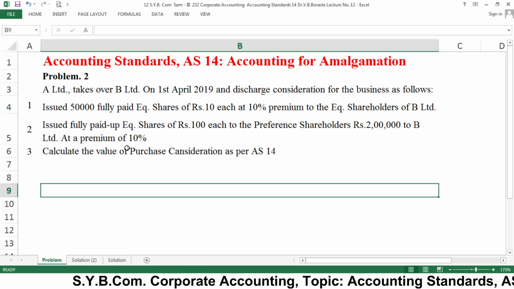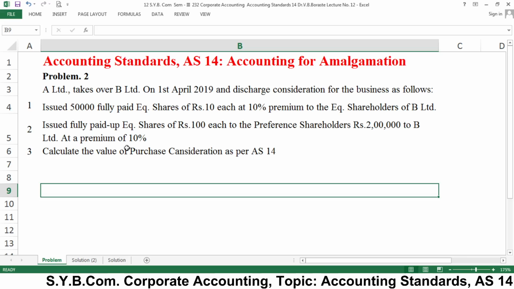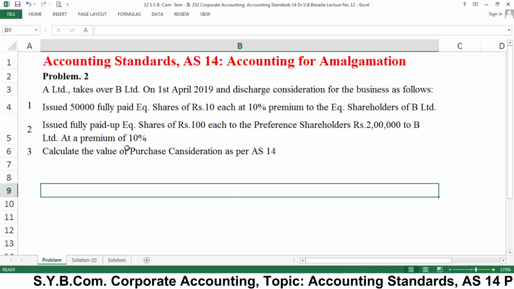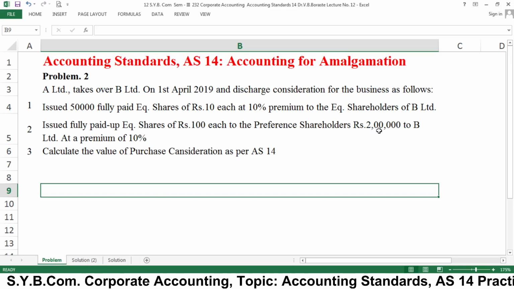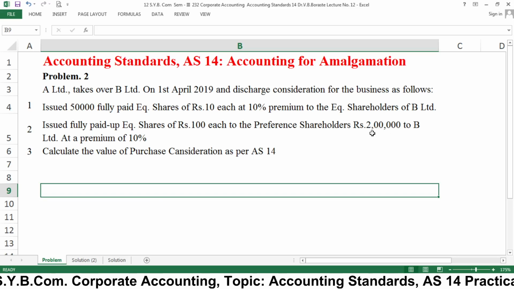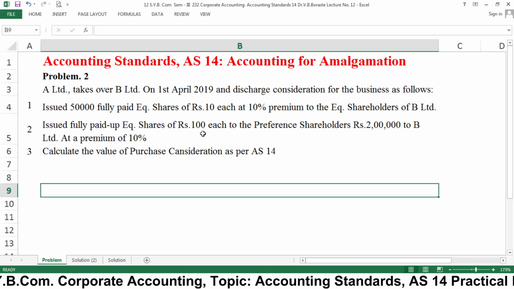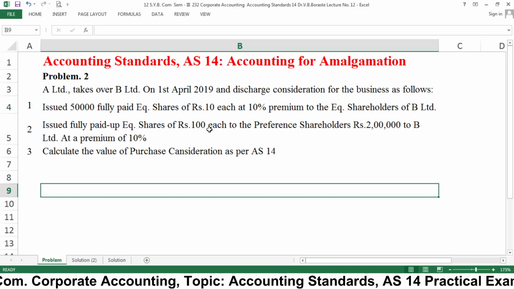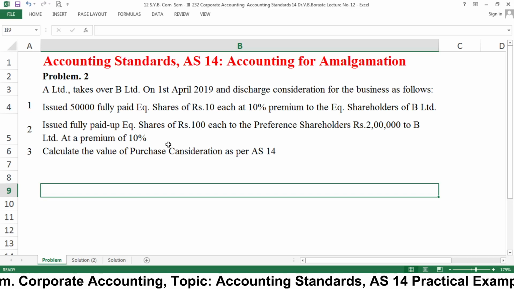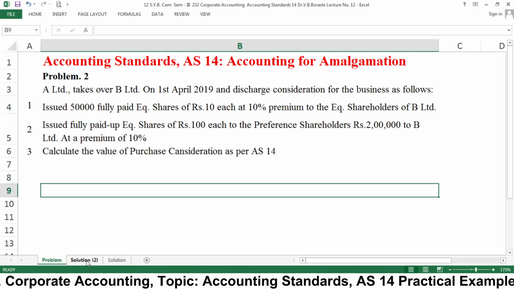Second one is issued fully paid up equity shares of rupees 100 to the preference shareholders of B Limited. So the B Limited preference shareholders will get equity shares. The value of those preference shares of B Limited is rupees 2 lakh and the per share value is rupees 100 and it is given at 10% premium. So the per share value will be rupees 110.